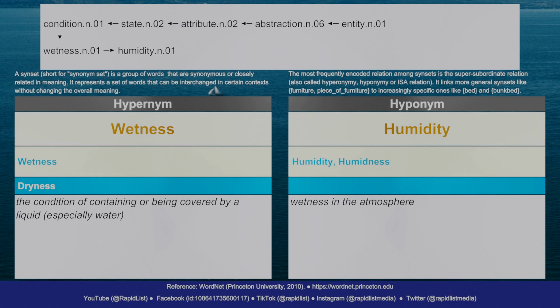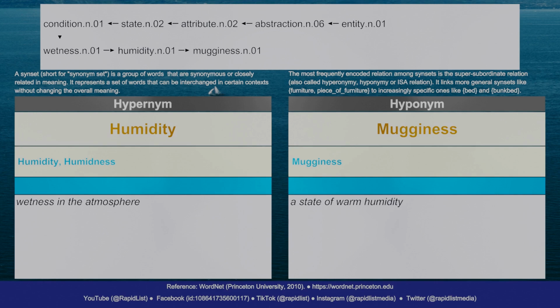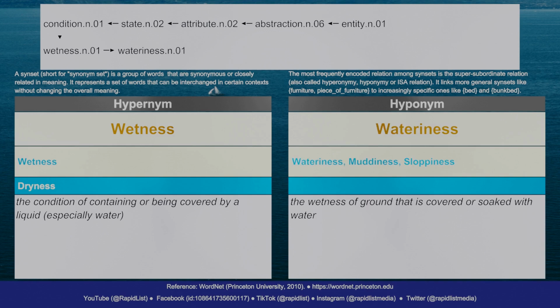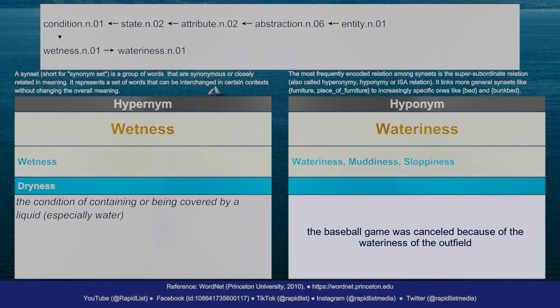Humidity. Wetness in the atmosphere. Mugginess. A state of warm humidity. Moisture. Wetness caused by water. Drops of wet gleamed on the window. Sogginess. A heavy wetness. Wateriness. The wetness of ground that is covered or soaked with water. The baseball game was cancelled because of the wateriness of the outfield.